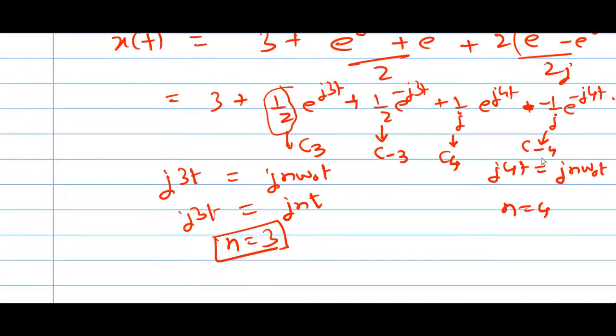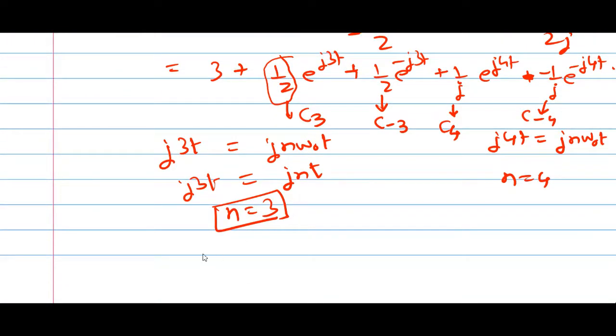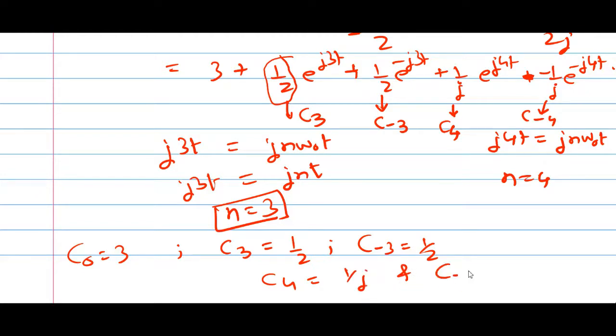Now you can write the coefficient. Constant is the c naught, so c naught is 3. Then this is c3 equal to 1 by 2, c minus 3 equal to 1 by 2, c4 equal to 1 by j, and c minus 4 equal to minus 1 by j. So this is the answer for this question.